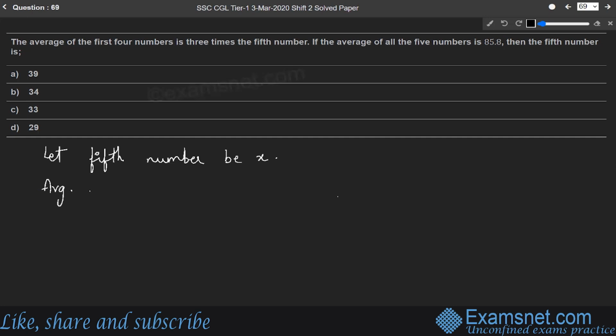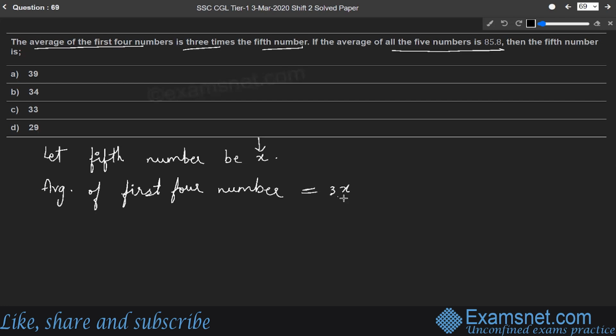Therefore, the average of first four numbers will be equal to 3x. Why 3x? Because it is given that the average of first four numbers is 3 times the fifth number. What is the fifth number? It is considered as x. So 3 times x means 3 into x. All right. Now, according to the question, if the average of all the five numbers is 85.8, then the fifth number is. It is given that the average of all the five numbers is equal to 85.8. It means that according to the question, 4 into 3x plus x is equal to 85.8 multiplied by 5. Okay. This condition is made on the basis of the statement, which is the average of all the five numbers is 85.8. Okay.